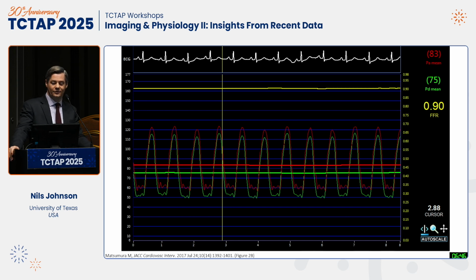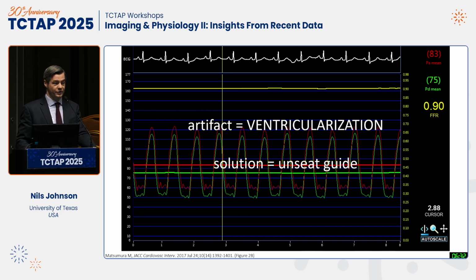Red is the guide catheter. Green is the coronary pressure tracing. The vertical line is where the computer has made its measurement to 0.9. If you saw this on the screen, what's going on, and what should you do about it? Well, this is an example of ventricularization, and what's happened here is that the guide catheter has become too far engaged into the coronary artery.